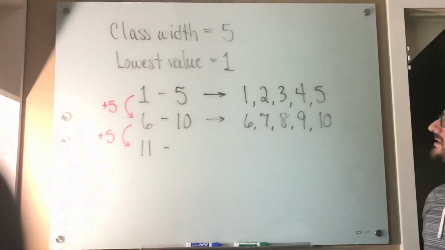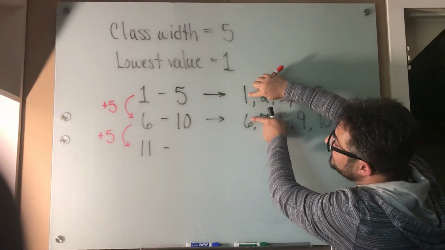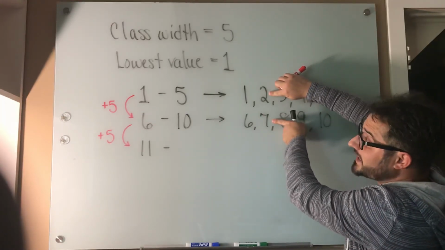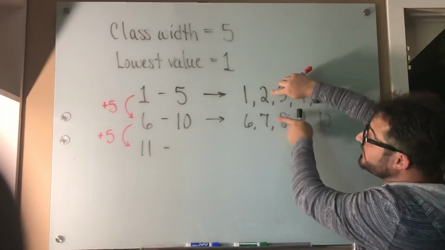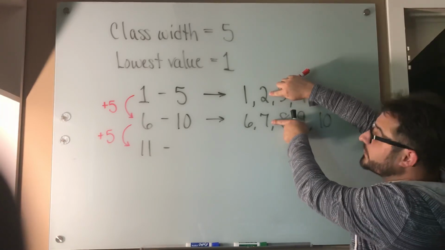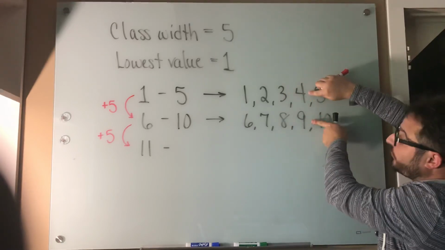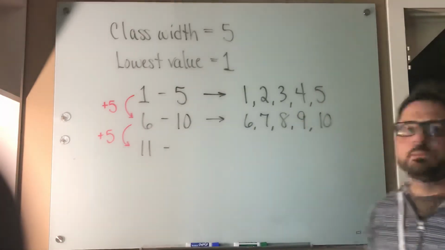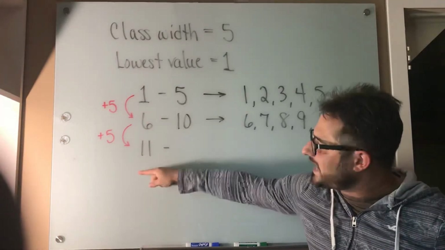It also allows you to see the relationship I was talking about with the midpoints, how corresponding values in consecutive classes differ by the class width. 1 plus 5 is 6. If we take the second number in each class, 2 plus 5 is 7. If we take the third, 3 plus 5 is 8. If we take the fourth, 4 plus 5 is 9. If we take the fifth, 5 plus 5 is 10. And that's why the midpoints follow this same rule. But this is the reason why we add the class width going down.